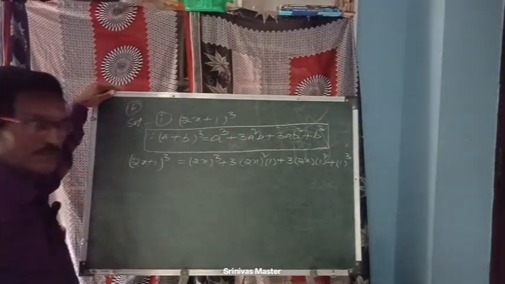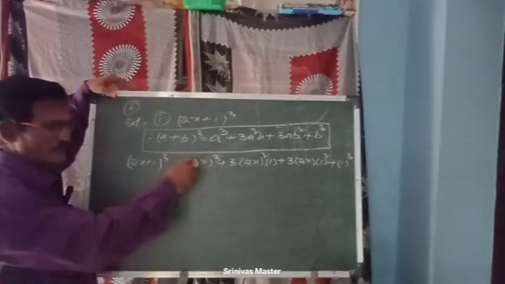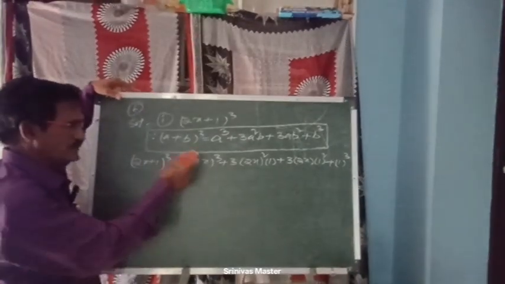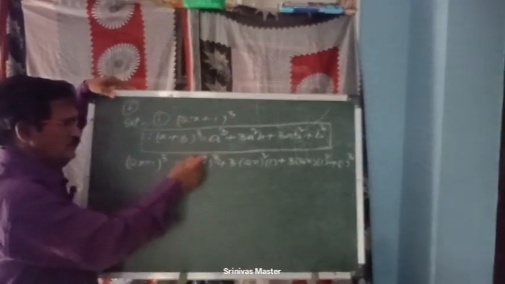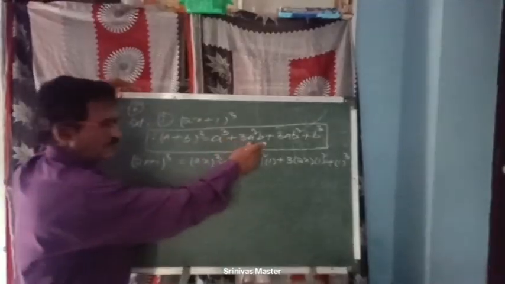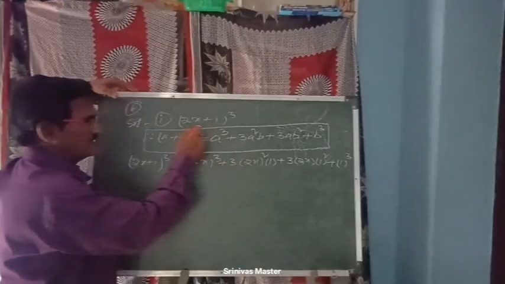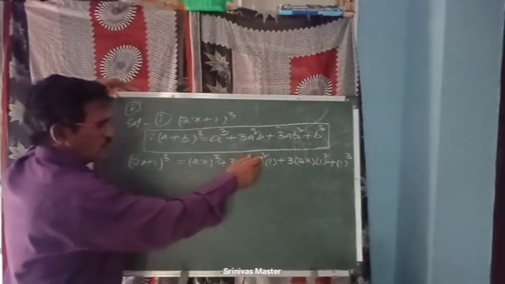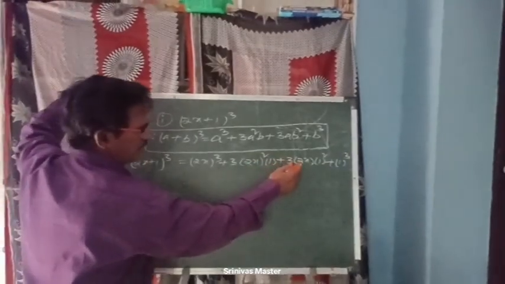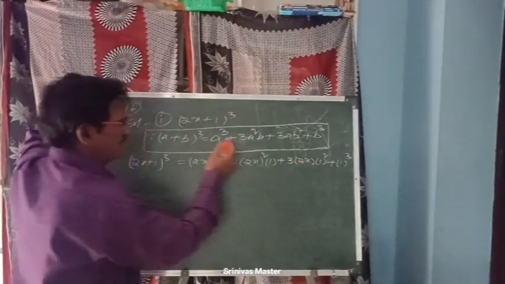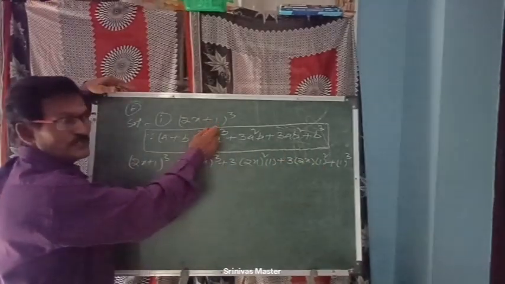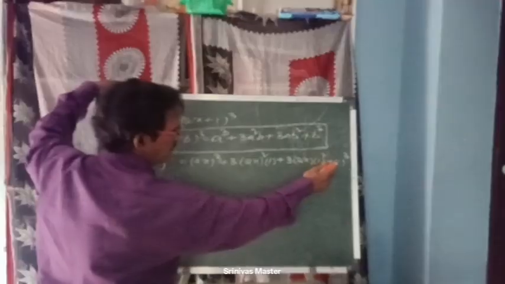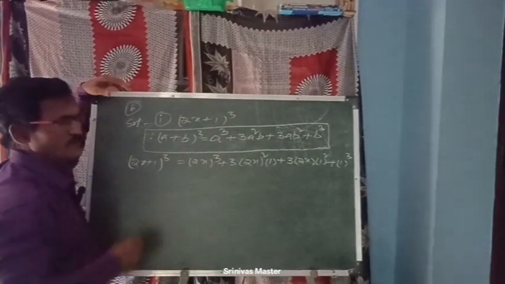Okay children, just compare, is it correct or not? Before expansion, before opening the bracket: a cube means 2x whole cube, plus 3a square b, 3 into a square, a is 2x, that means 2x whole square into b, b value is 1, plus 3ab square, 3 into a, a is 2x, into b square, b value is 1, that means 1 whole square, plus b cube, b means 1, so 1 whole cube.